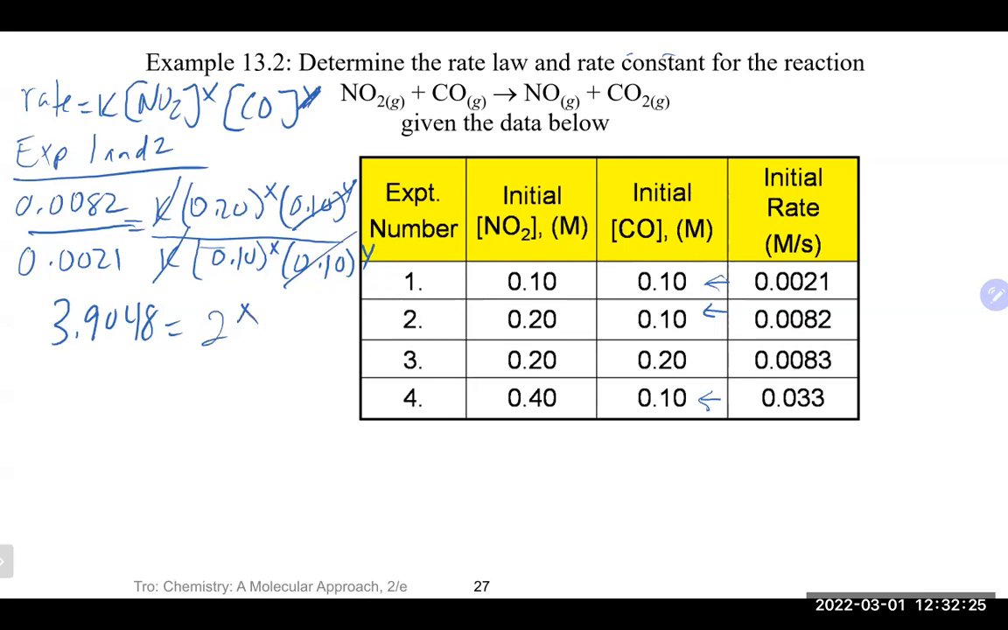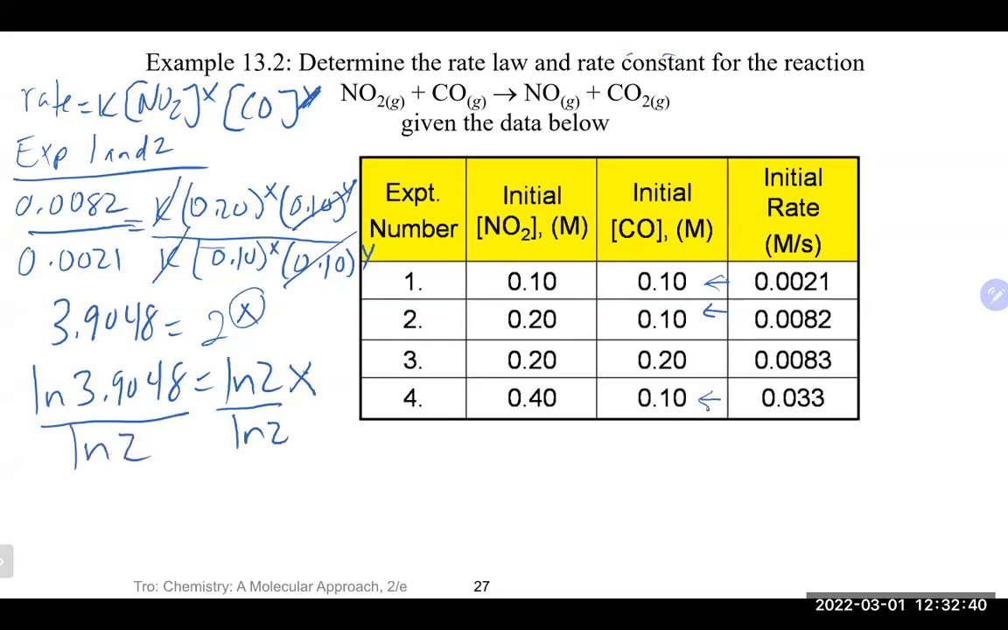Again, here you can take the natural log. The ln of 3.9048 is equal to the ln of 2 to the X. When you take the natural log, the X comes down. And then you can divide the natural log of 2 on both sides in that particular case. So if we do the natural log here, and we divide it by the natural log of 2, we end up with an X value in this particular case of like 1.97, which is pretty close to 2. Any questions on that there?